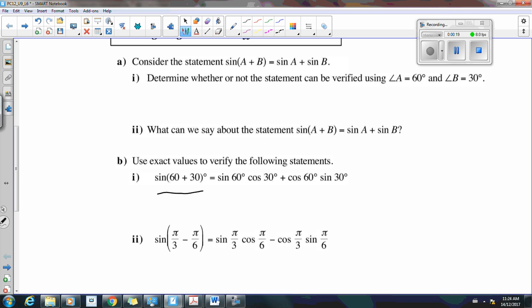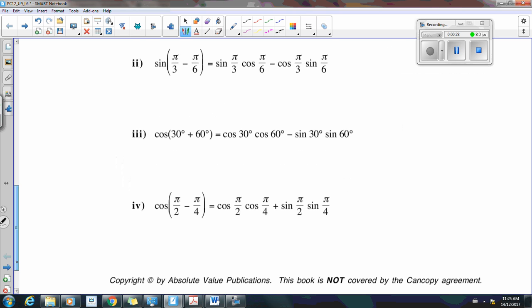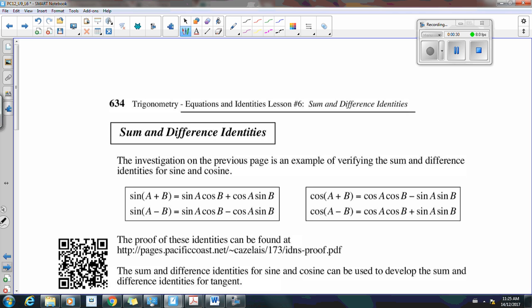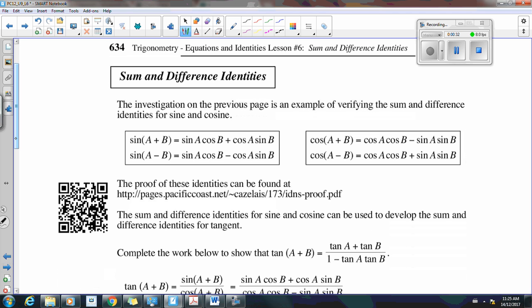For this one, if you typed in sine of 60 plus 30 degrees, you'd find it equaled 1, whereas if you typed in all those things separately, you'd find it also equals 1. So that's just what the first page is. Here it lists the sum and difference identities. They're called sum and difference identities because one is showing the sum of angles, one is showing the difference of angles.